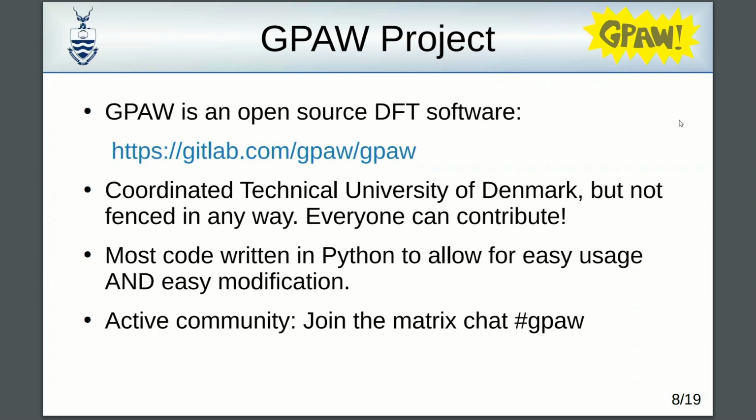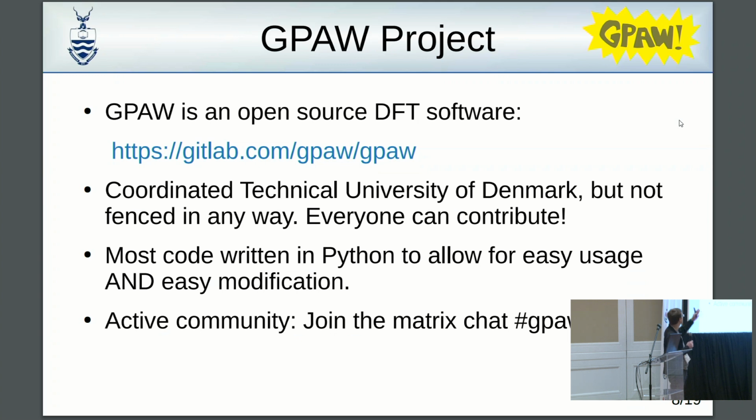Okay, as I said, my favorite project is GPAW, which is hosted on GitLab. GitLab much less evil than GitHub. It's coordinated primarily at the Technical University of Denmark, but it's not a fenced project in any way, right? You can just write a patch or write a new feature, you submit it to that web page, it gets reviewed, obviously, for quality control, and then if everything is fine, it lands up in the main repository, and everyone in the world can use it, and everyone in the world knows that you wrote it, right?